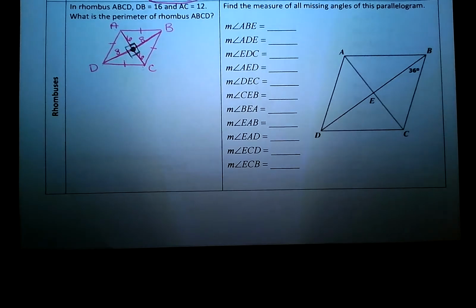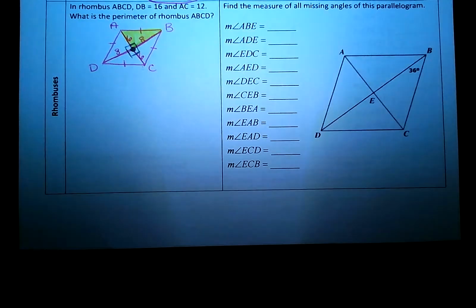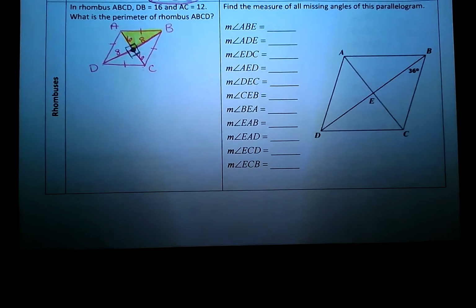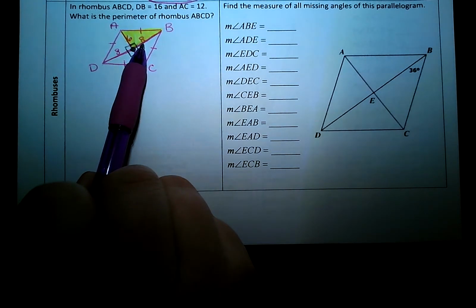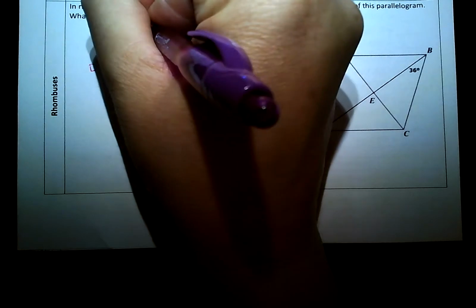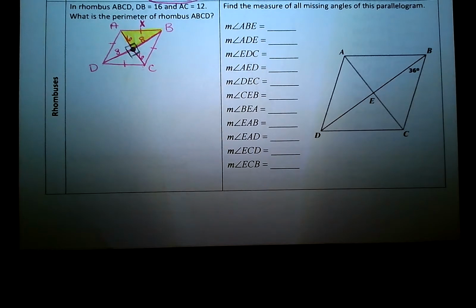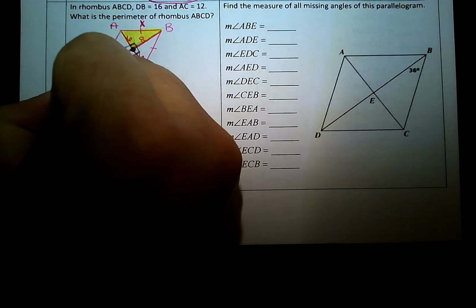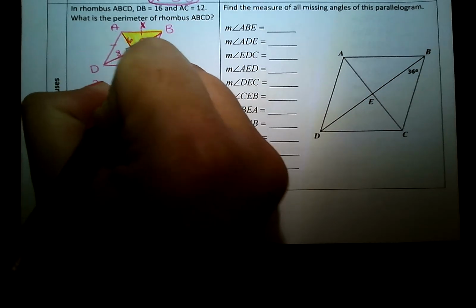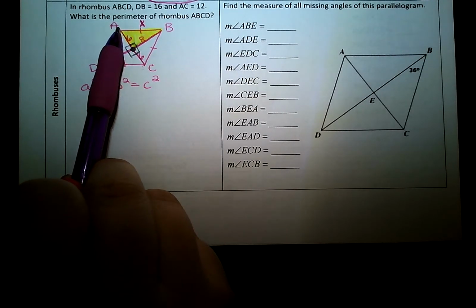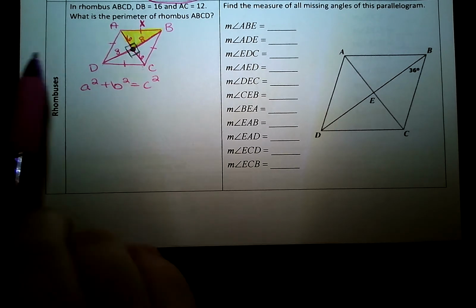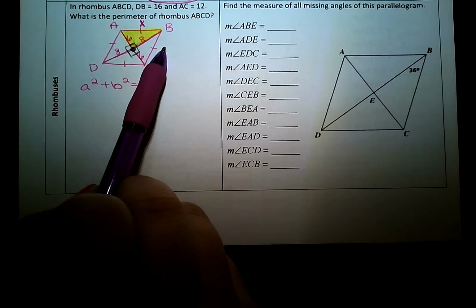Well, what does that mean? That means I have a right triangle in this picture. And what is important about a right triangle? Well, if I know two sides of a right triangle and I'm trying to find the third side, I can yet again use the Pythagorean theorem. A squared plus B squared equals C squared. I've put an X along the hypotenuse of this right triangle because that would help me find the perimeter.